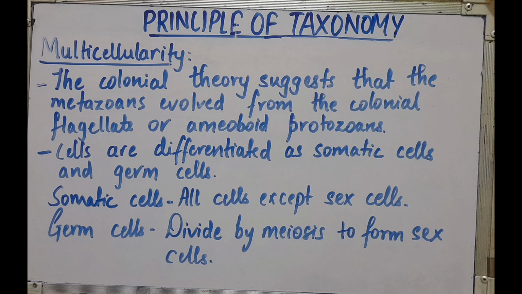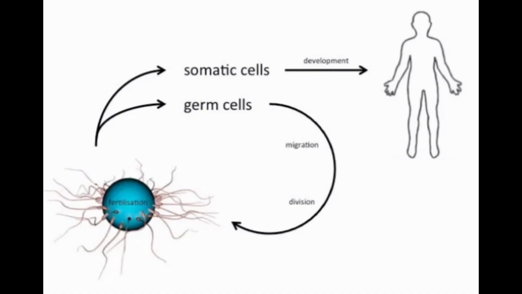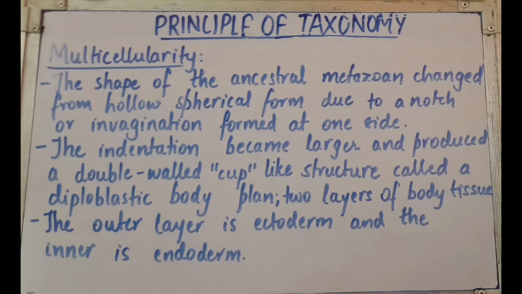Cells are differentiated as somatic cells and germ cells. So what are somatic cells? They are all the cells except sex cells, whereas germ cells are divided by meiosis to form sex cells.